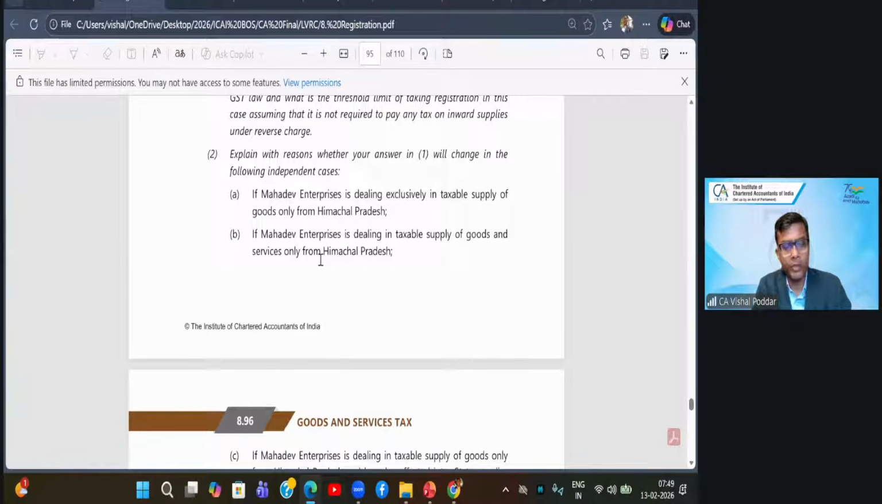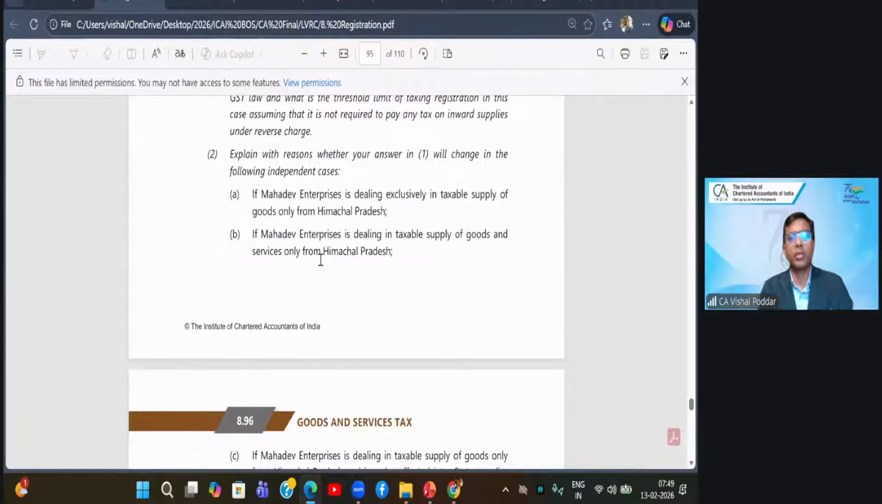What will change in the answer? Nothing will change. Because anyways, with a higher limit also, you are required to register. Why? Because one of the states is Tripura, where the limit is 10 lakhs. So you have to register. Even if this has changed, still because of Tripura state, you have to register. And anyways, the registration is applicable. In short, there is no change.